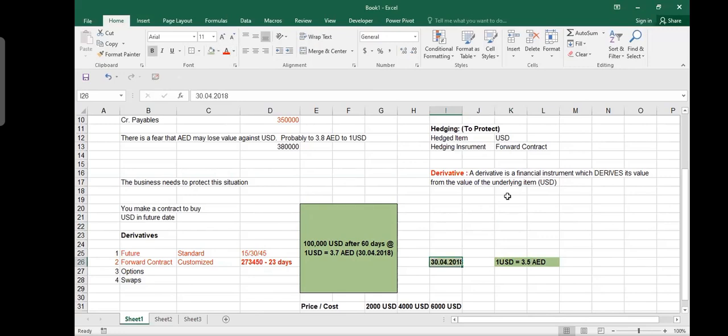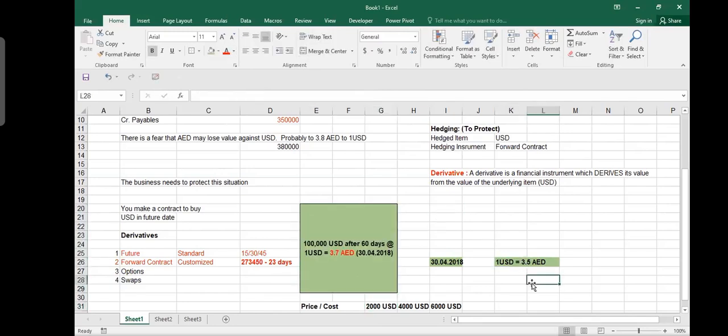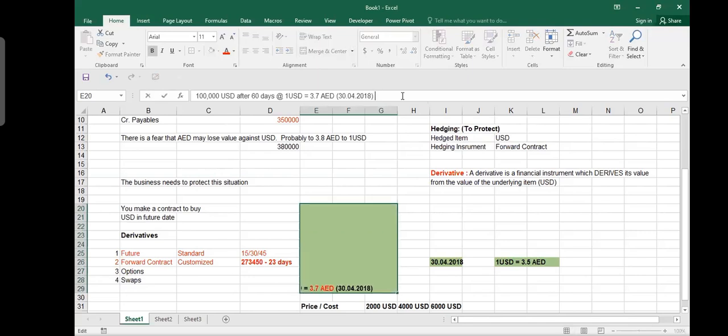You will say, you know what? I made this thing, I paid $2,000, and now again I have to go and buy expensive because the contract is 3.7 AED. And why should I be paying 3.7 when the market is already 3.5? I can buy from the open market at 3.5, but because of this contract, I have to pay more. You will have regret. In order to protect yourself from such regret, you get options.